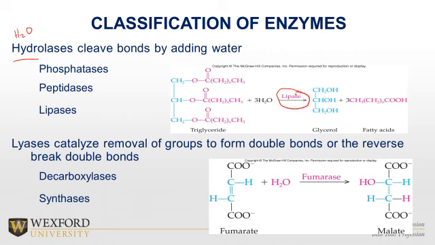Now, lyases catalyze removal of groups to form double bonds, or the reverse, break double bonds. So here's another case where we have removal of groups. We have a double bond here in fumarate, and then we have this fumarase, a lyase, which is going to remove that double bond, and we're going to add the OH here and the H here, from water. So in a way, this is another type of hydrolysis reaction, except we're adding water. We're not breaking apart the molecule completely. We're just breaking apart one of the double bonds, and now we have a single bond.